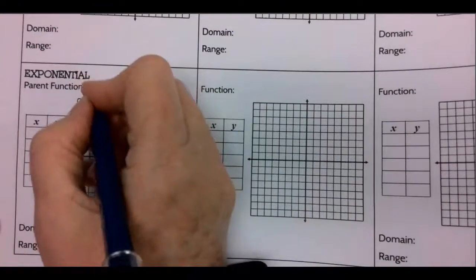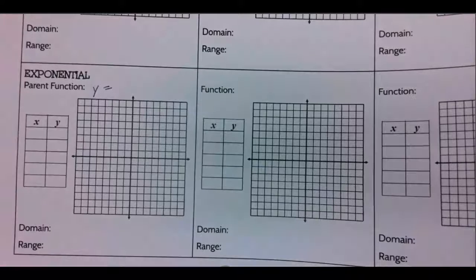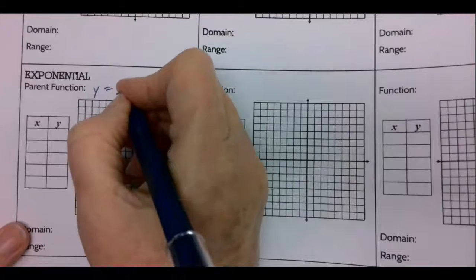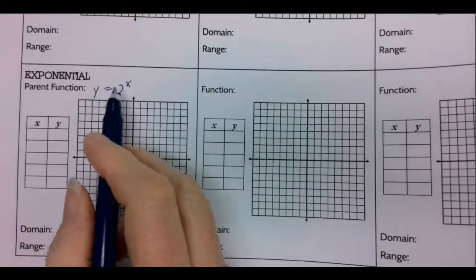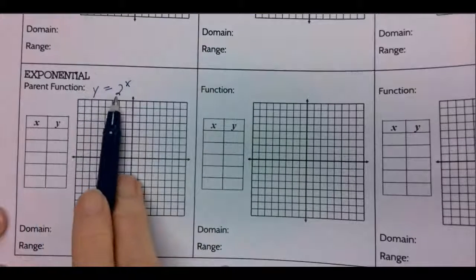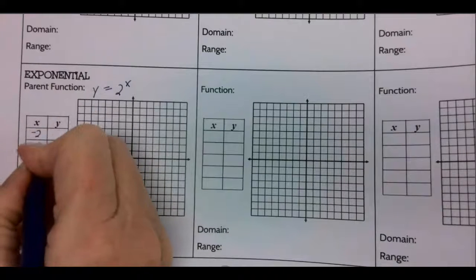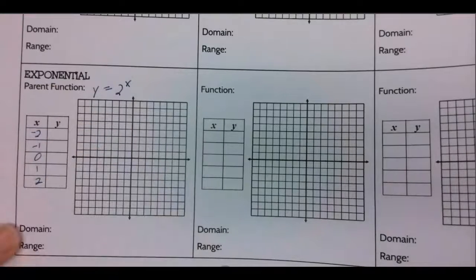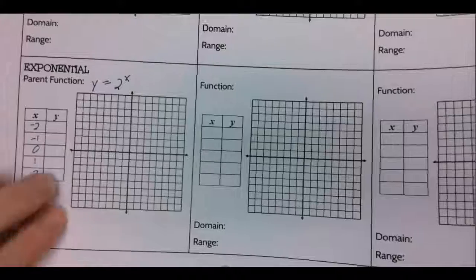Okay, an exponential, y equals, and for your exponential function, we're probably going to choose 2. This is the most common. So this is a parent function. Again, for exponentials, their parent functions change depending on what the base is. And on this, go ahead and go -2, -1, 0, 1, and 2. And look at what that domain and range is.